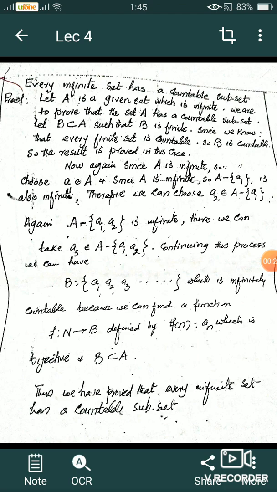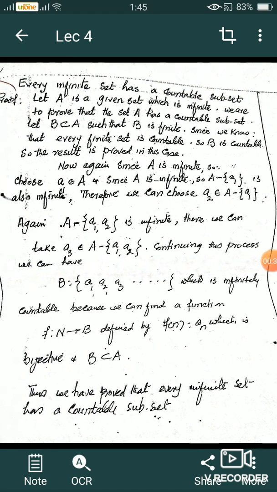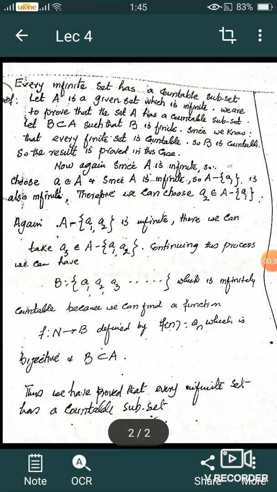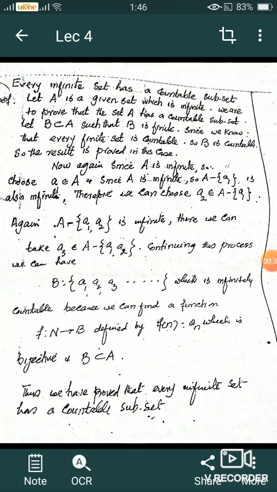Let B be a subset of A such that B is finite. Since we know that every finite set is countable, B is countable. So the result is proved. If B is countable, then our result is proved.